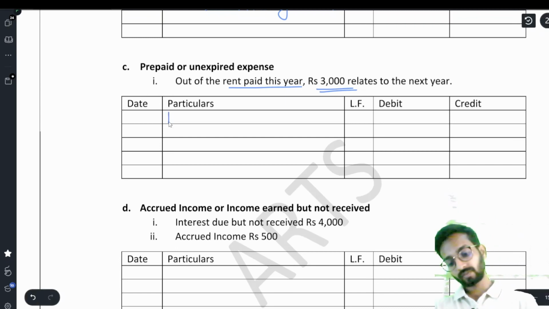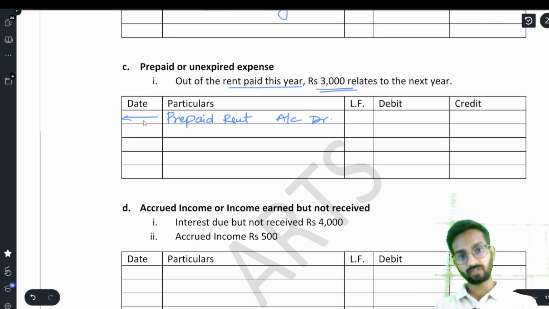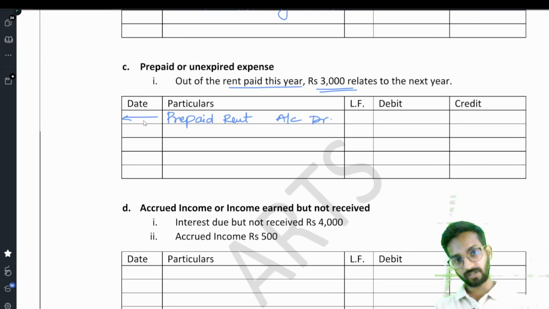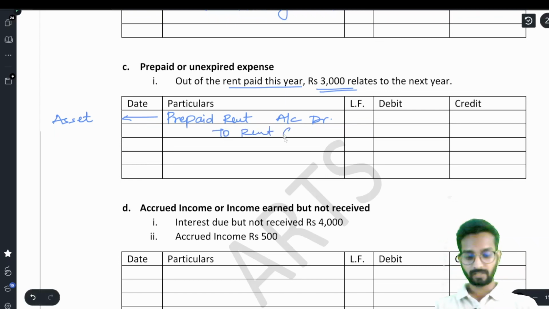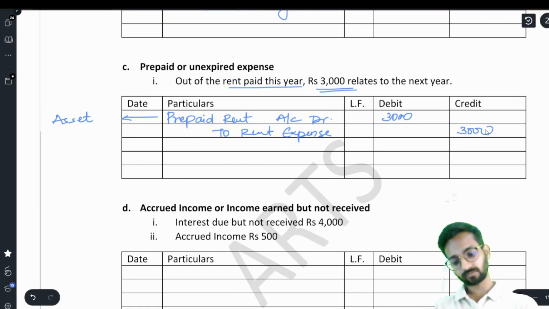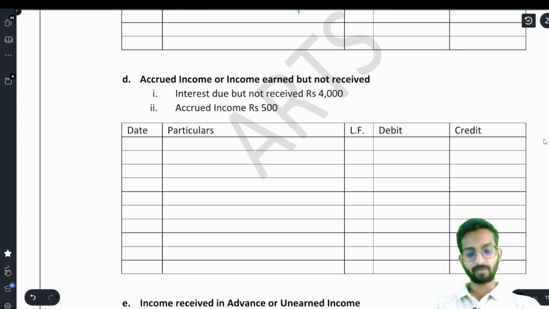So I will write prepaid rent. Why prepaid rent? Because whatever I have paid, I have not yet derived the benefit. If I have not derived the benefit, it means it is my asset. I have paid the money, not derived the benefit: asset, prepaid rent account debit to rent expense, 3,000. Now, going further, next is accrued income, or income earned but not received.